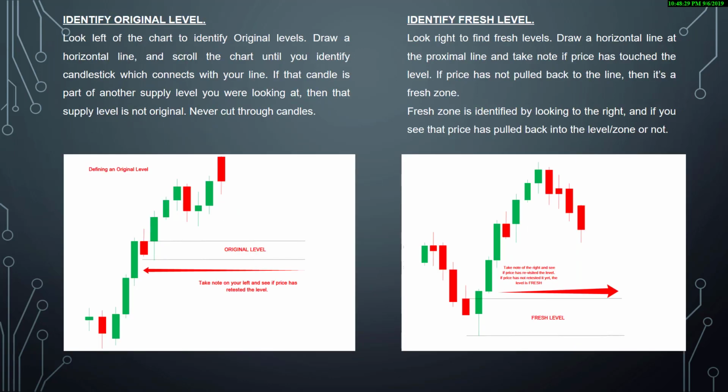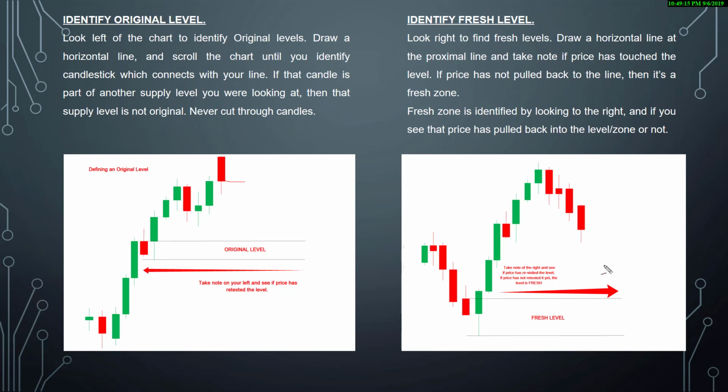So how then do we identify an original level? Now on the illustration to your left, look left on the chart to identify original levels. So you must always look to the left of your chart. In this case, this is our current price level, right? So we are talking about all this price action. This is your left side of the chart. So always look left of the chart to identify original levels.